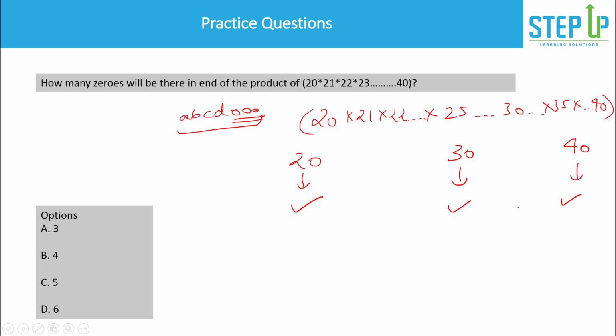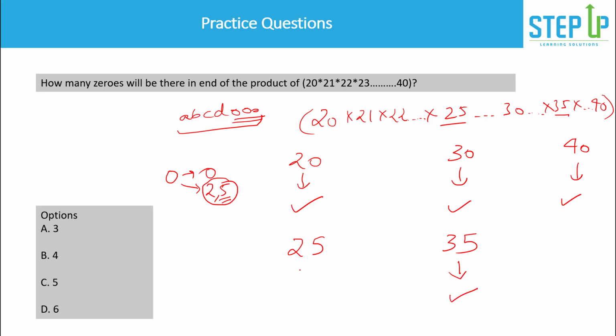Will a 0 come from anywhere else? Yes. You have 25, you have 35. A 0 comes from a 0, or it comes from a combination of a 2 and a 5. And here 2s are anyway in plenty, because every other number is an even number. You just have to see the limiting factor, which is 5 in this case, meaning just look at 5. So how many 5s are there? You have a 25 and you have a 35. That means not only will 20, 30, 40 give a 0 each, even from here you will get a 0.